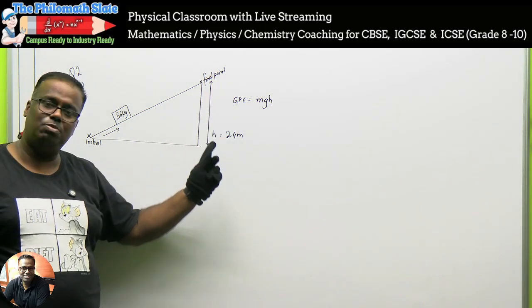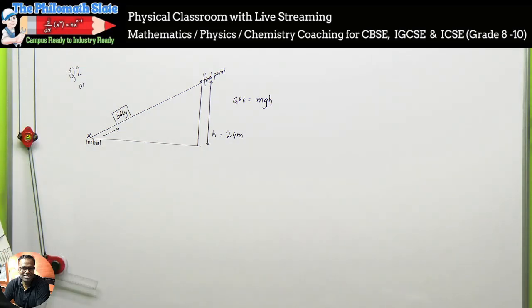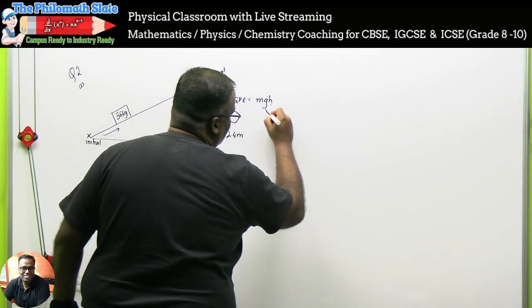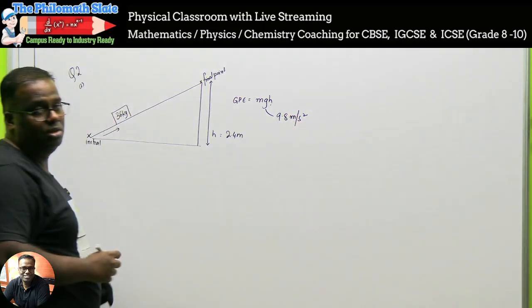So in the question, is it mentioned that the platform is at this much height? Yeah. So now can you do it? Since you are using calculators, you can take g as 9.8 meters per second square. Can you get the value? And let me know.